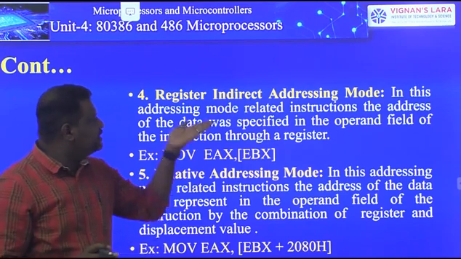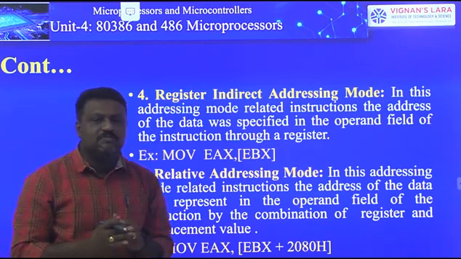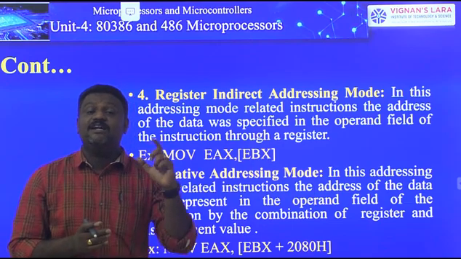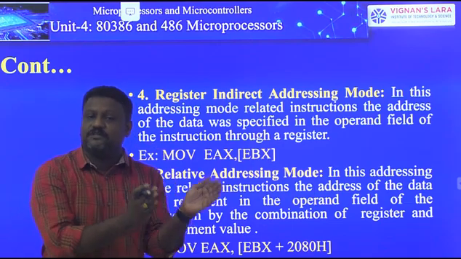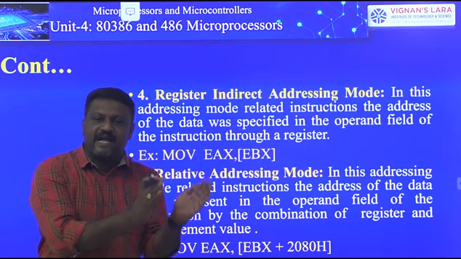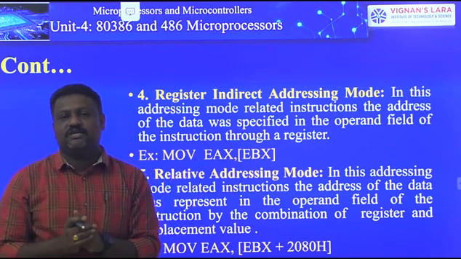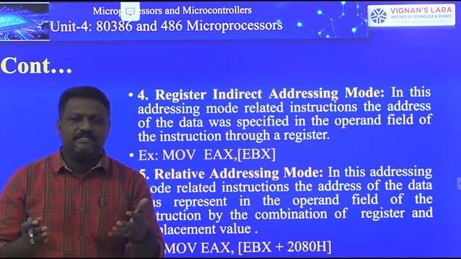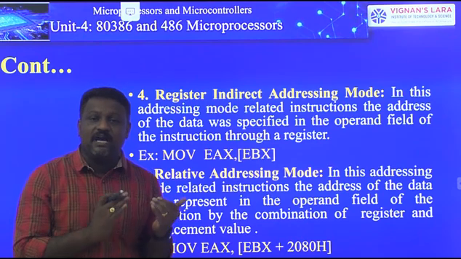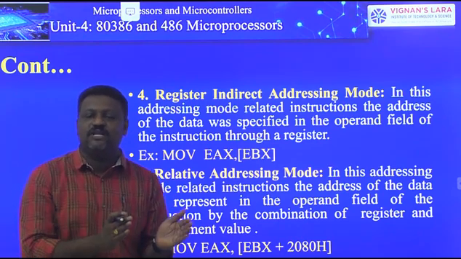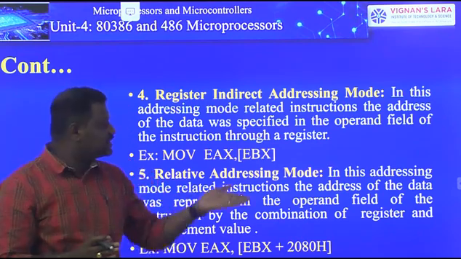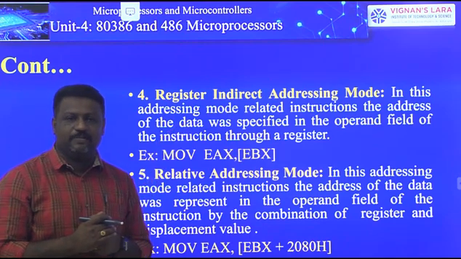But now, in the case of register indirect addressing mode, what we can say is the address of the data was first stored in some CPU register. That register we place in the instruction operand field. In the previous case, data was stored in a register, but now the address of the data is stored in a register. That register we place in the instruction operand field.